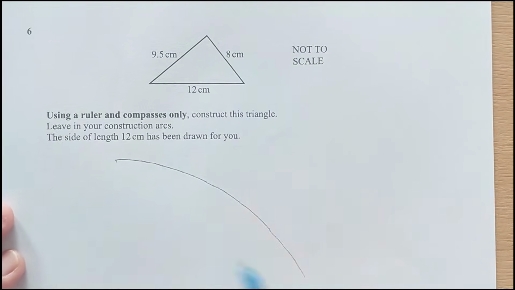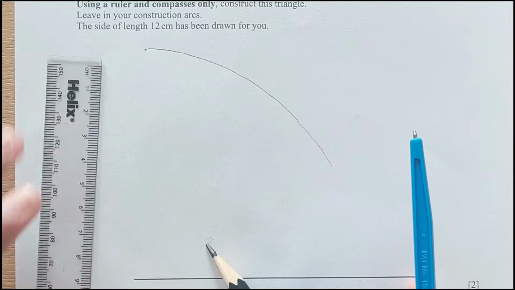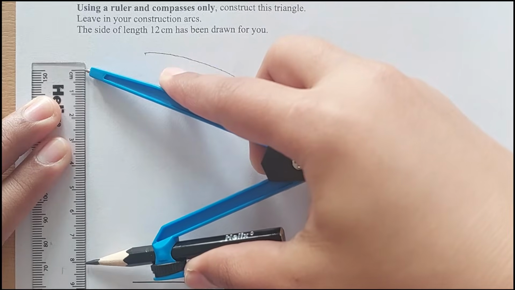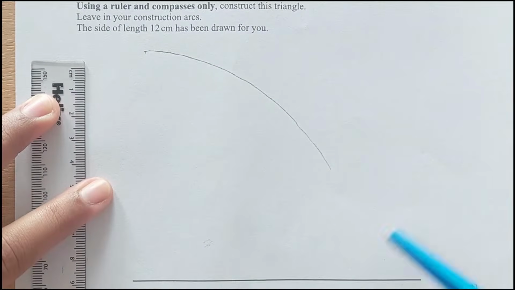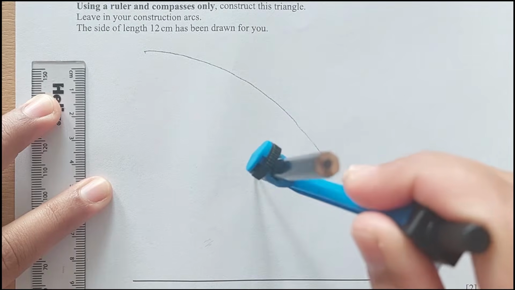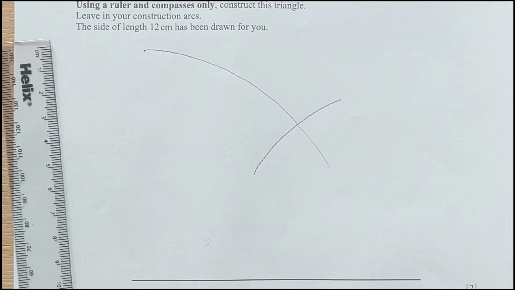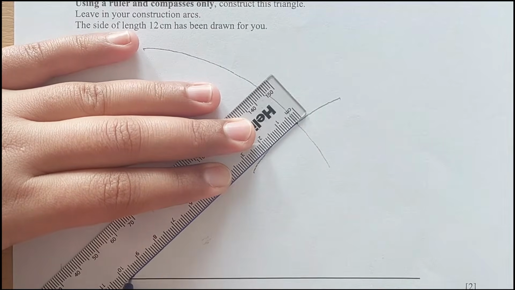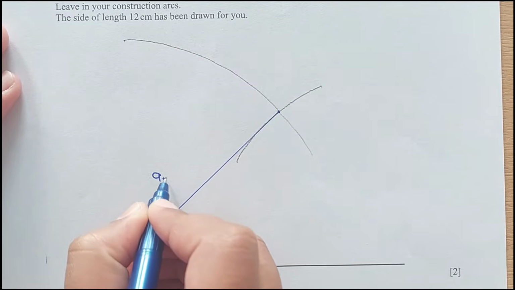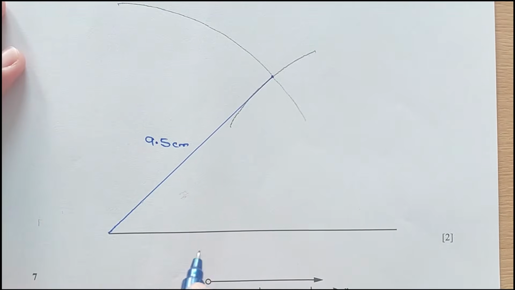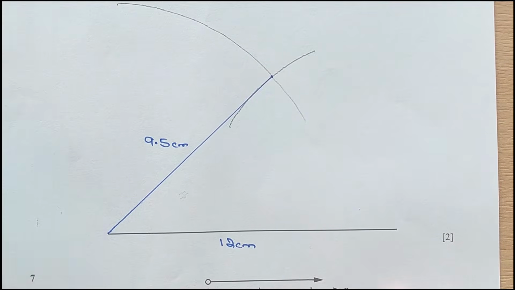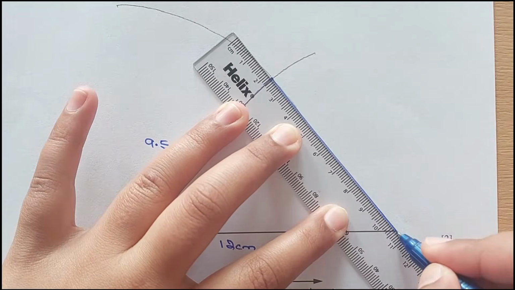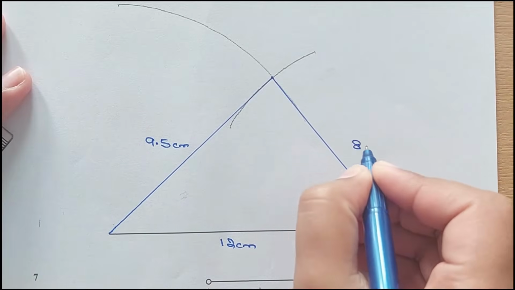Right, and this length is 8 centimeters. Now we have to open the compass to 8 centimeters. This is 8 centimeters; put it over here and draw another arc, and we get the point of intersection. Let me connect this point with this line. So this is 9.5 centimeters, this is 12 centimeters that was given, and this one is 8 centimeters. So this is the actual measured triangle.